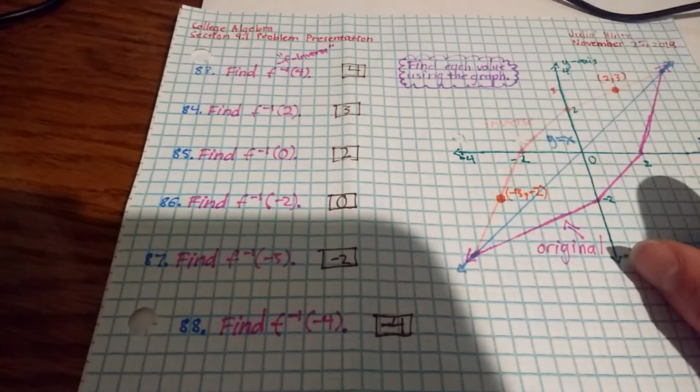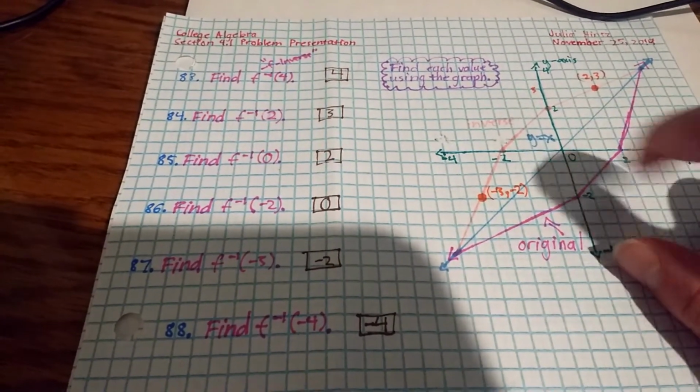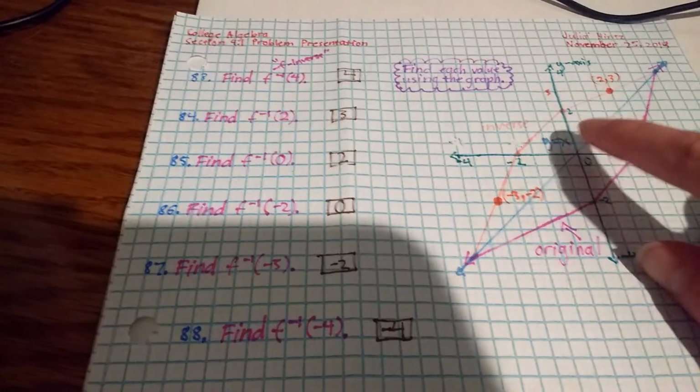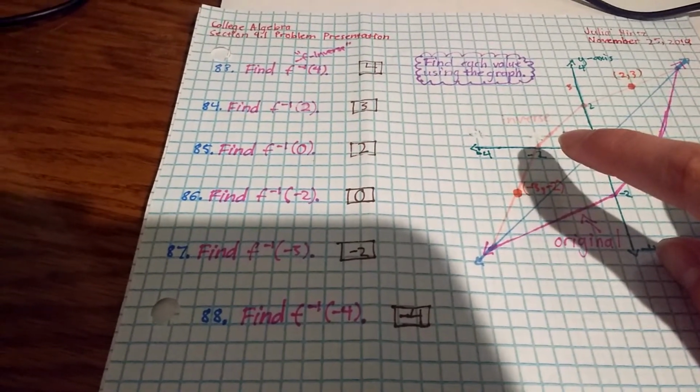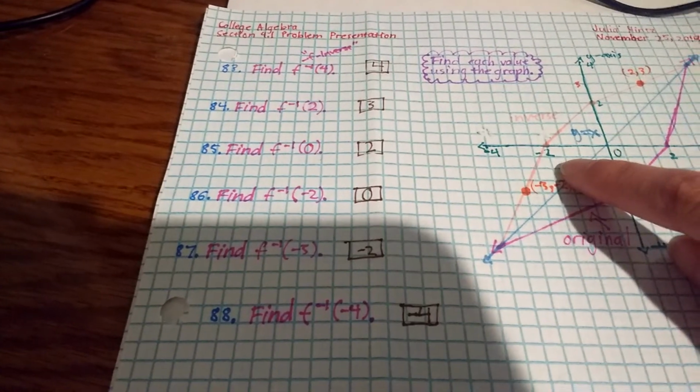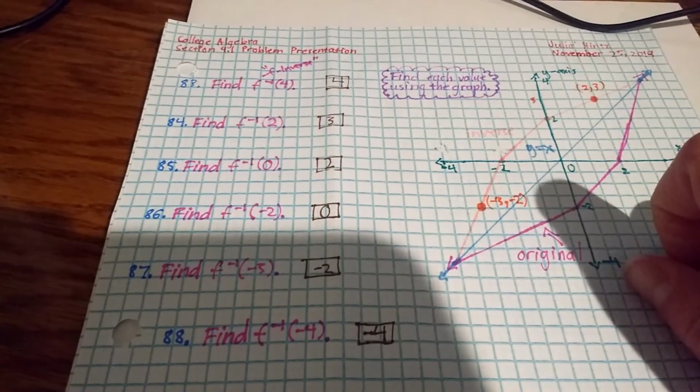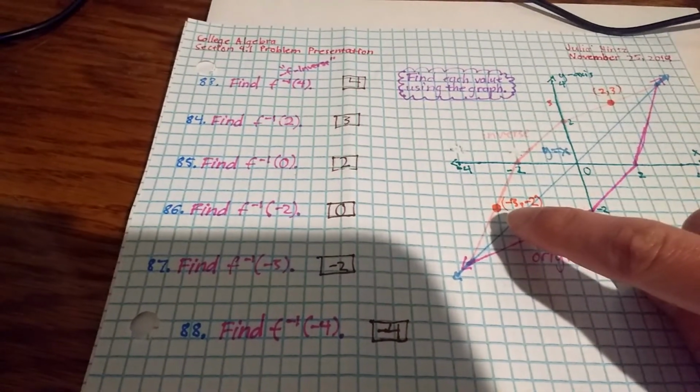Okay, so number 85, the inverse of 0 down here, the y value is going to be 2. And then for number 86, the inverse of negative 2 is going to be 0, because y intersects the origin right there in the inverse graph.